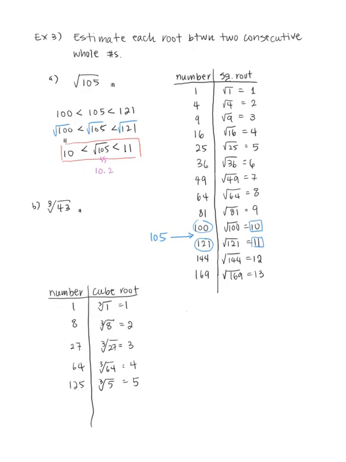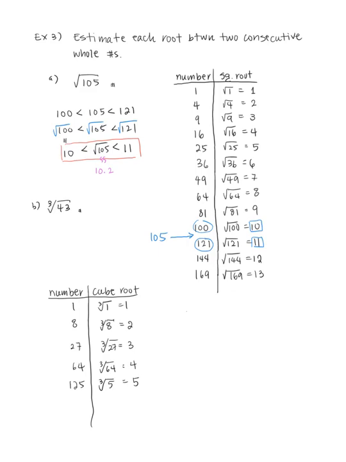Let's take a look at another one. Let's go with the cube root of 43. We're going to do the same thing, but instead of square root, we're given the cube root. So here I made the chart. Let's look at it. Now, if the number is 1, cube root of 1 is 1.